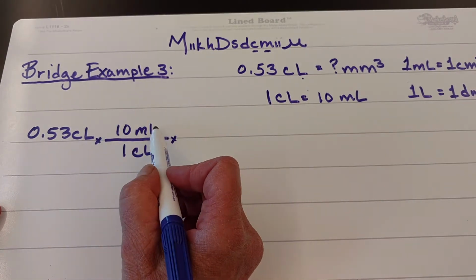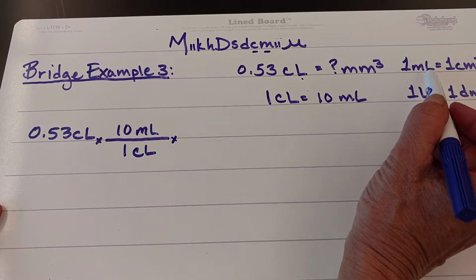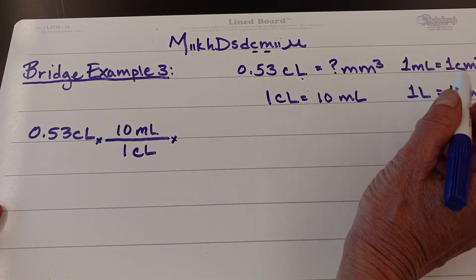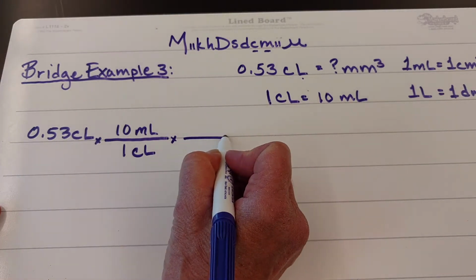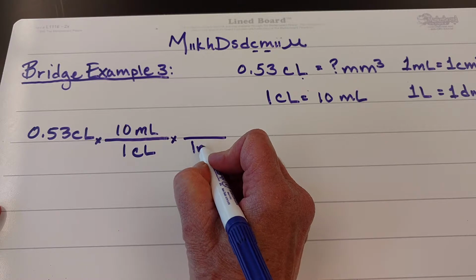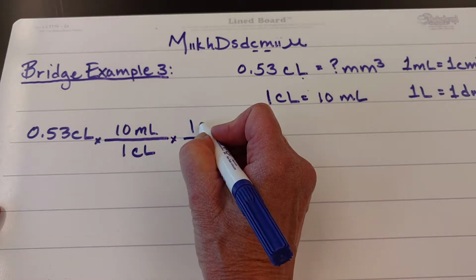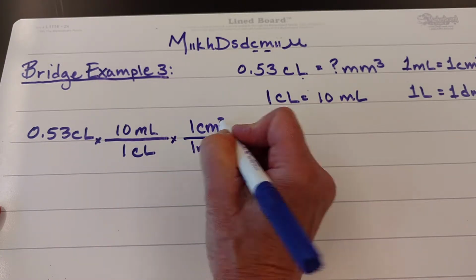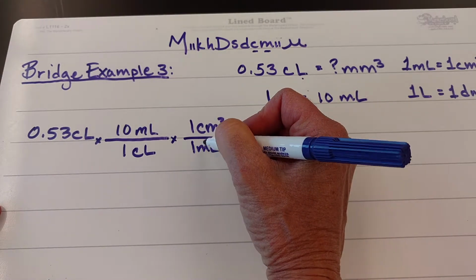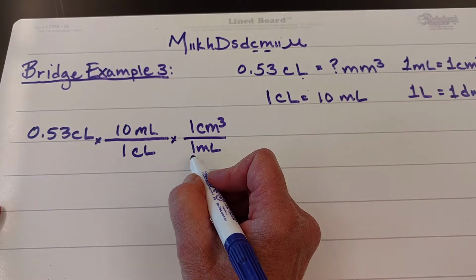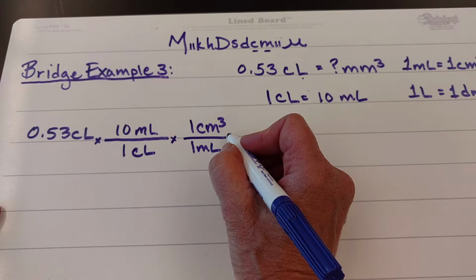Now I refer to this as having arrived at a bridge. We're at milliliters, which is one side of one of the bridges. That means we can use the bridge that says 1 milliliter equals 1 centimeter cubed. Don't be confused by the centi versus milli. 1 centimeter cubed equals exactly 1 milliliter.